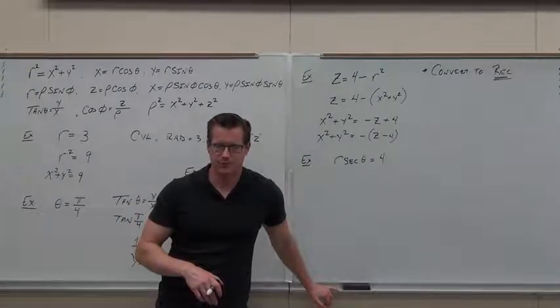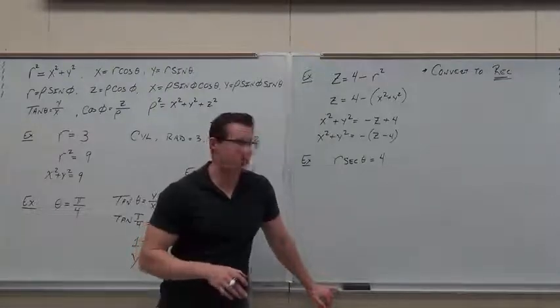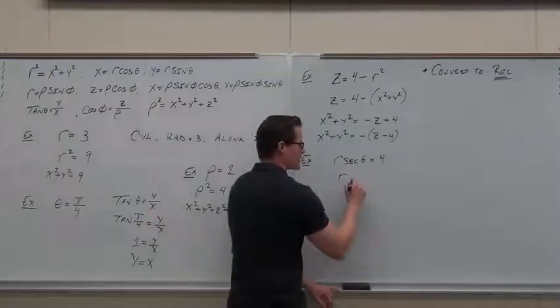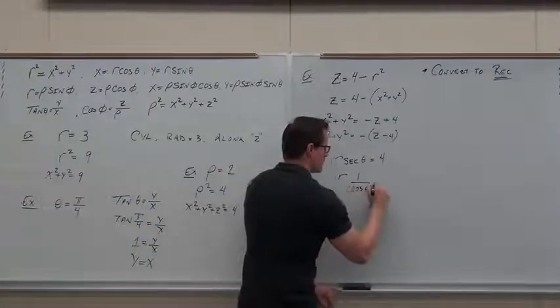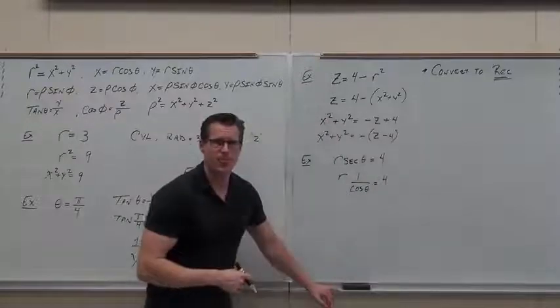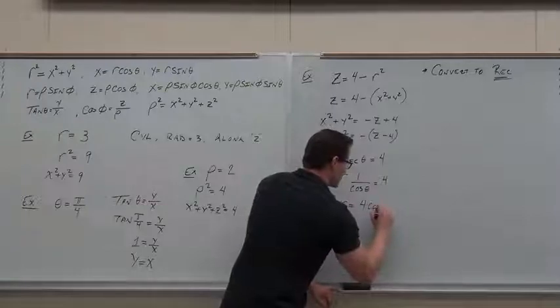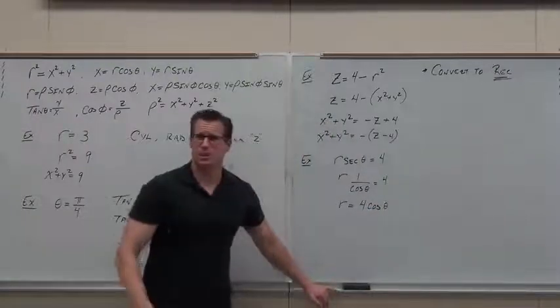Okay. First thing, try to get sines and cosines, because I don't see a secant anywhere up there. So what I know is that this is r times 1 over cosine. If I multiply both sides by cosine, it looks a little better, but not way better.